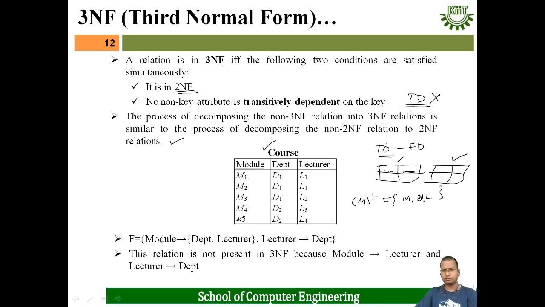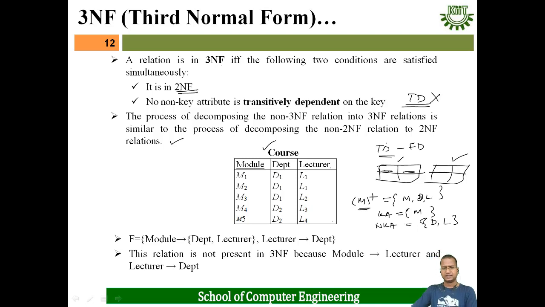All the attributes of this relation form the key, so it will be a candidate key. Is there any other candidate key possible here? No. That means the key attribute is module, and the non-key attributes are all the attributes except module, that means department and lecturer.